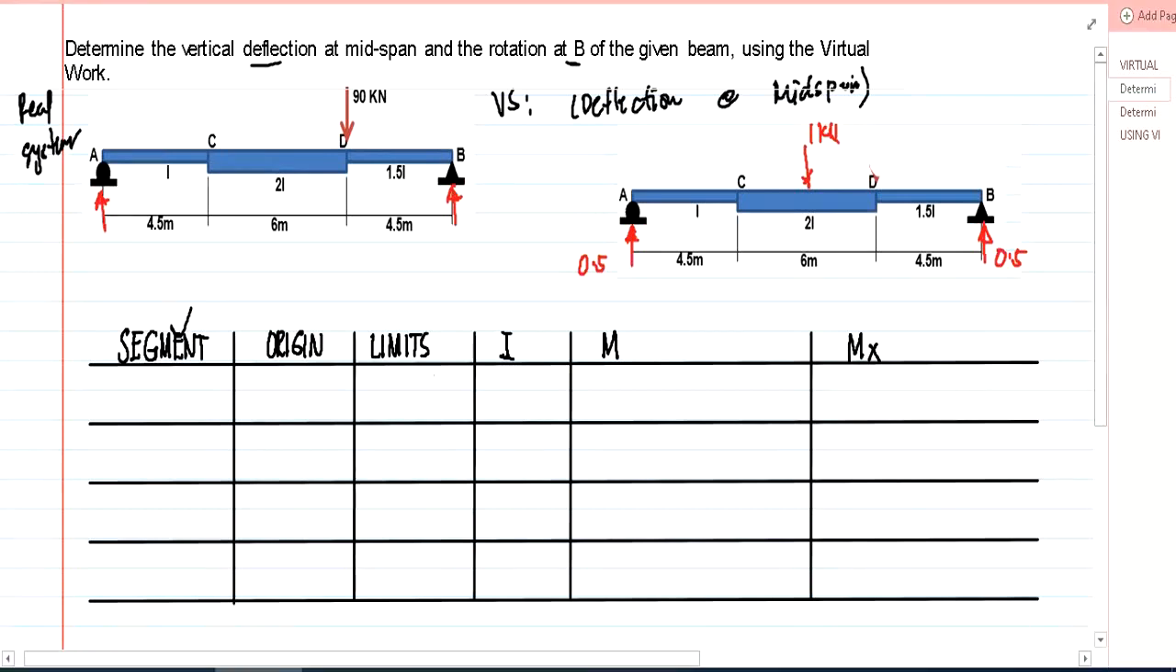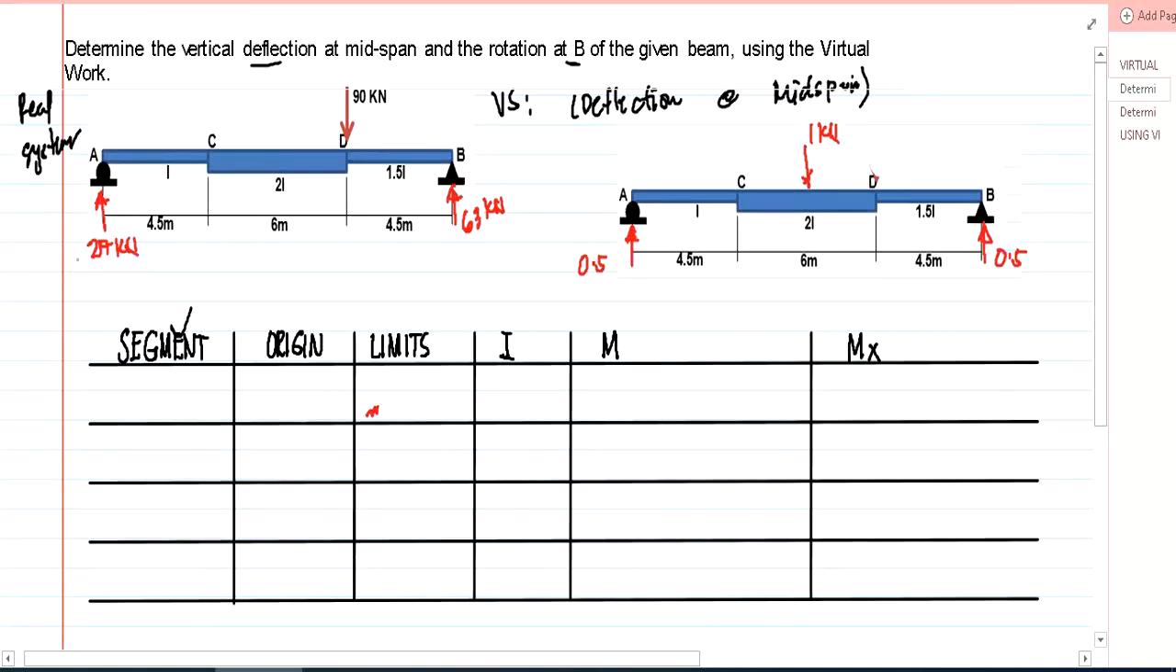Okay? So how about for the real? Ano yung magiging reaction natin dito? Ano yung reaction natin for RB? Reaction at RB value? We have 63 kilonewton. And for the reaction at RA, 90 minus 63, that is 27 kilonewton. Okay? So after which, we have to divide our beam into segments.